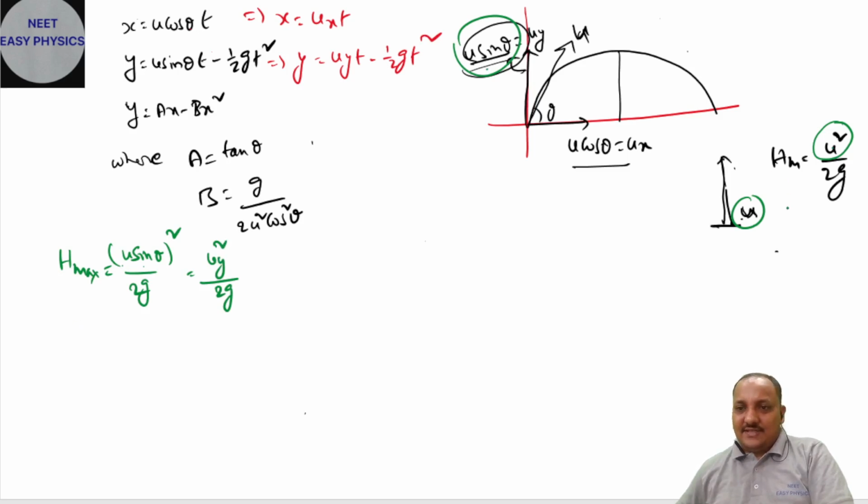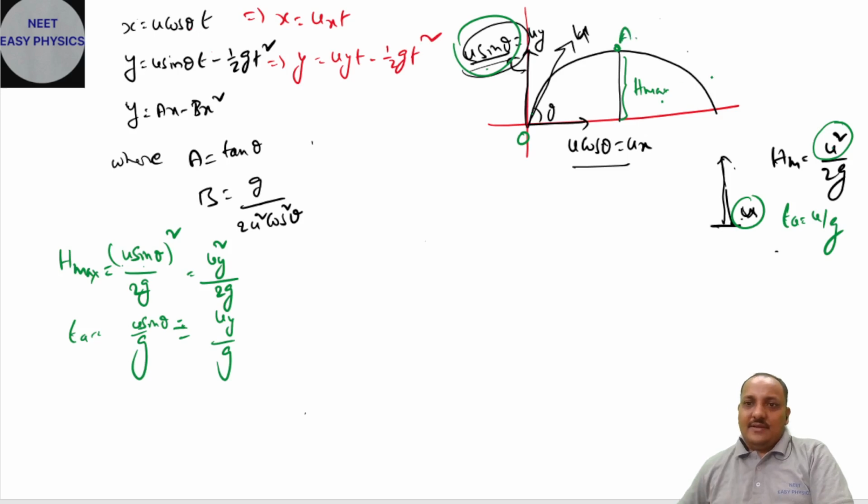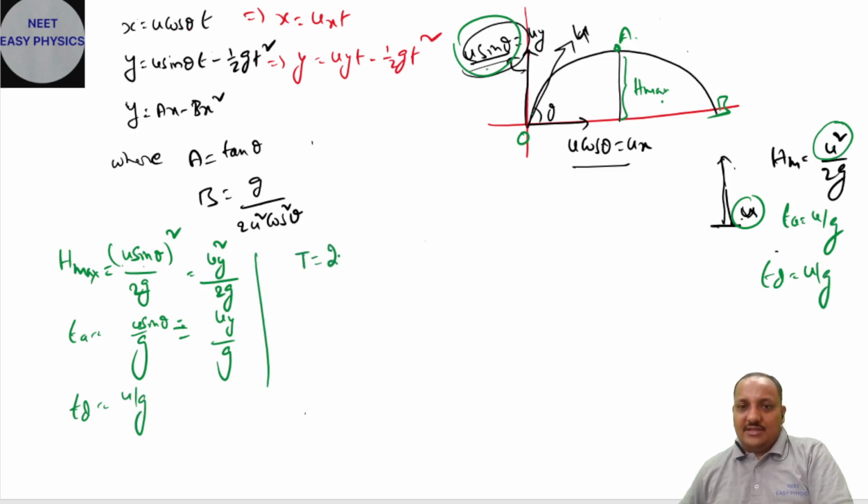Next, time of ascent. In the vertical case, time of ascent is u by g. Therefore, here also time of ascent is u sin theta by g. That is going to be uy by g. So time of ascent means time taken to reach maximum height, so O to A. Next, time of descent will be coming, A to B. Here also time of descent is the same as in the case of vertically projected, therefore u by g. Now, what is total time? Ta plus Td, 2u sin theta by g. Here also total time is 2u by g.